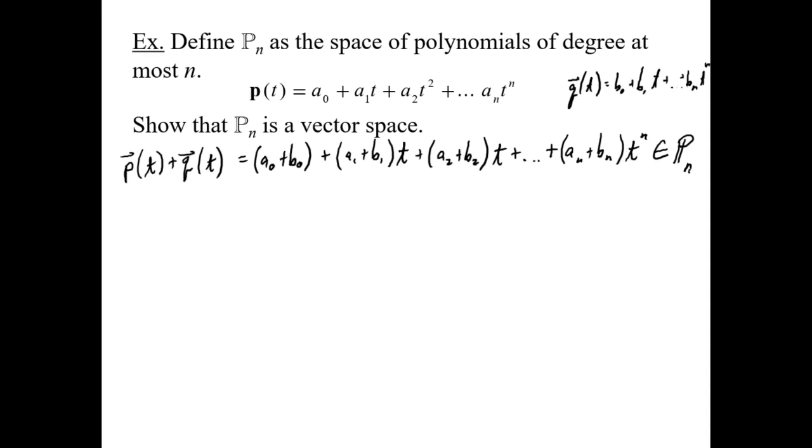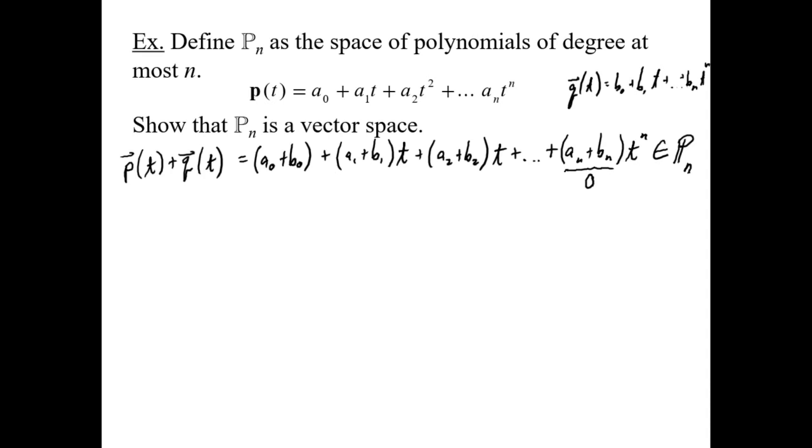Now, I want to point out something that we should really consider here for a second. An and bn could be anything. What if these happen to be opposites? In other words, what if when I added these polynomials together, that coefficient on t to the n ended up being 0? We always need to be on the lookout for exceptions, for loopholes. What if that happened to be a 0?